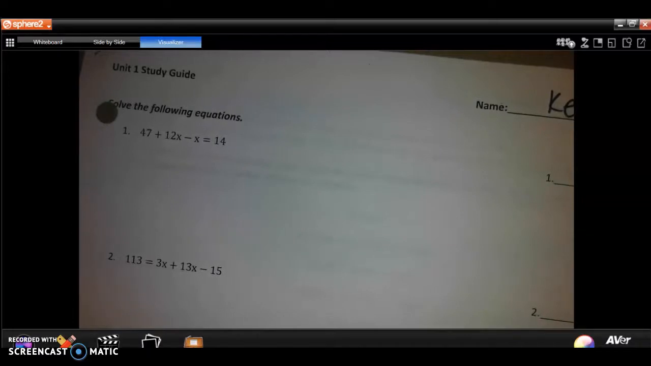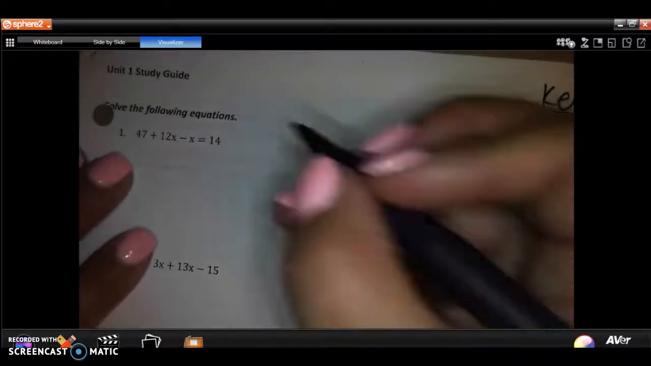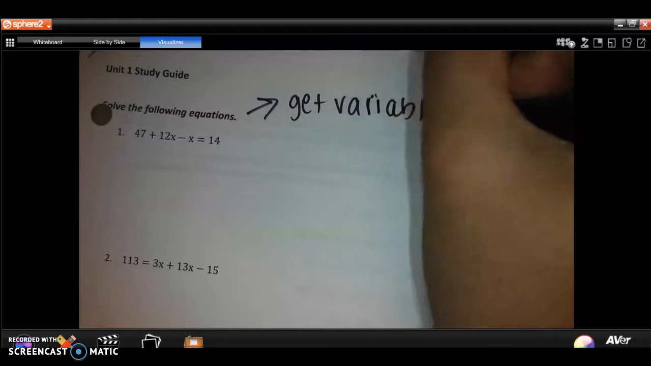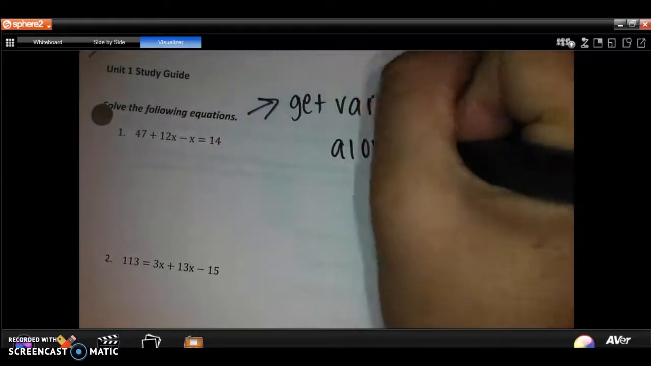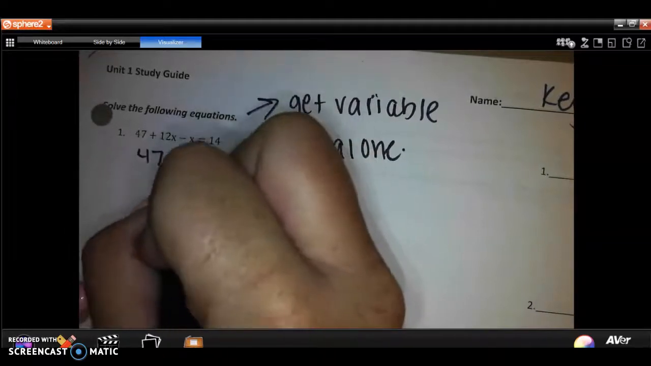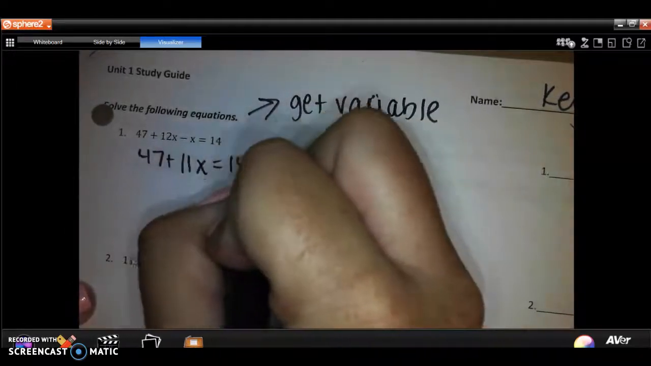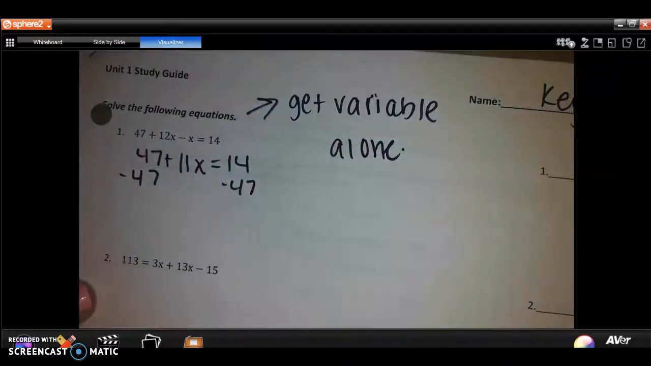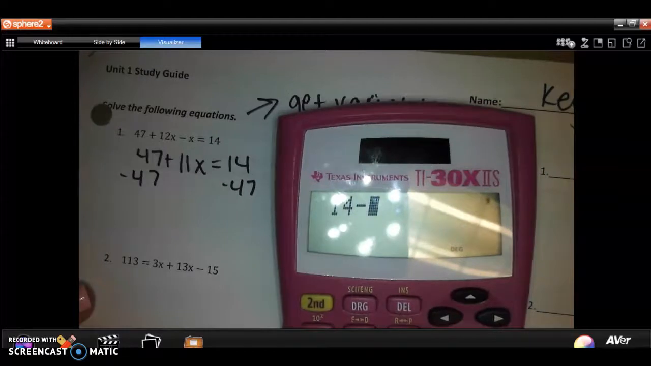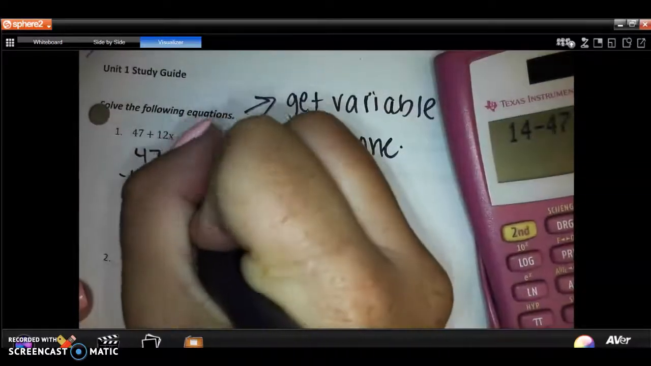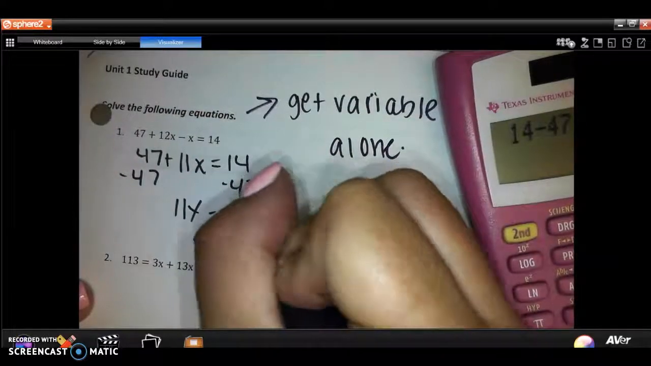So the first page here is all about solving equations. We learned in this chapter that our goal is to get the variable by itself. So this first one, we have 47 plus, combine those like terms, 11x equals 14. I am going to subtract 47 on both sides. 14 minus 47 gives you negative 33, equals 11x, so x equals negative 3.